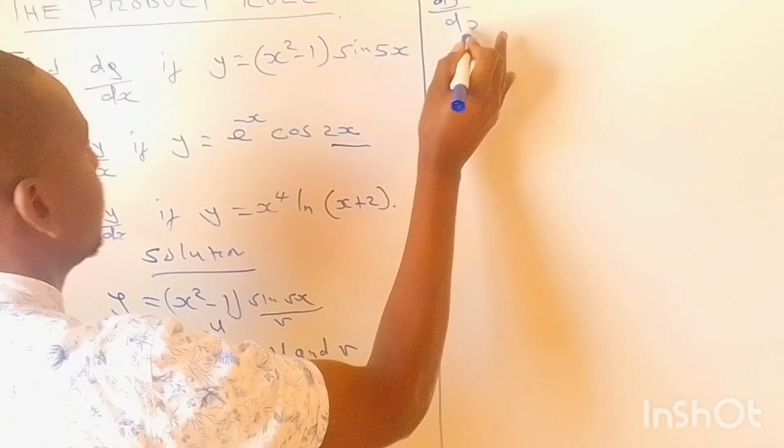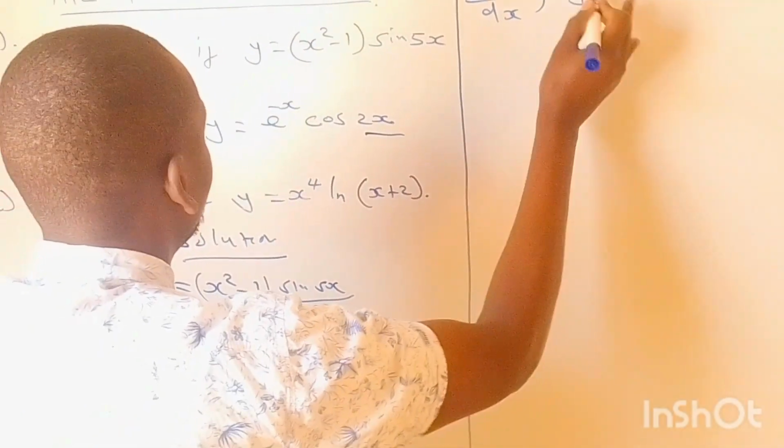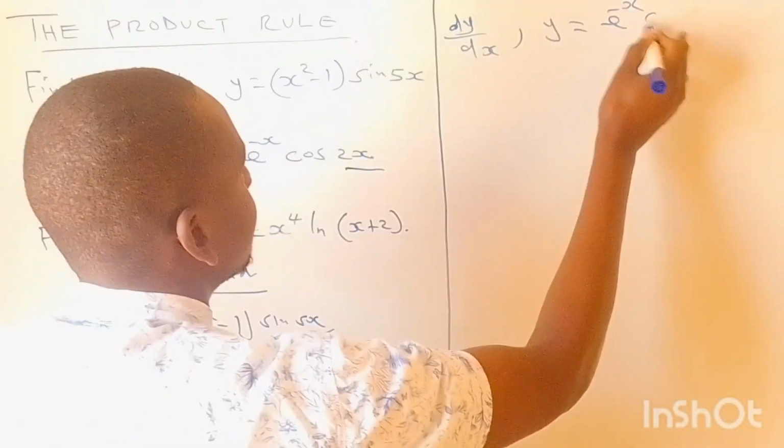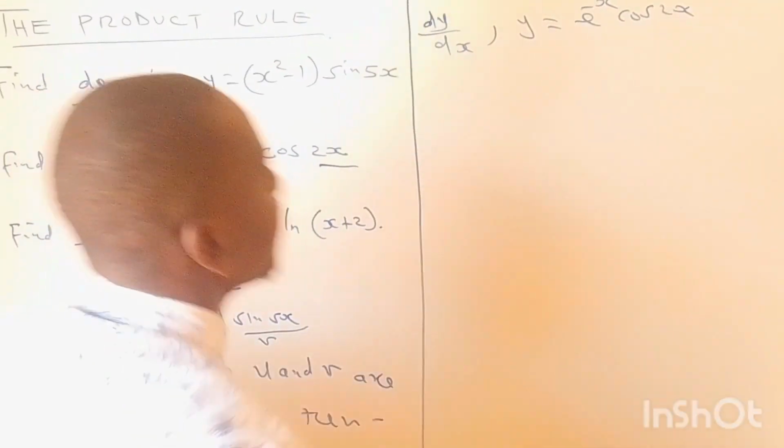So we require to get dy over dx if y is equal to e raised to negative x cosine of 2x.